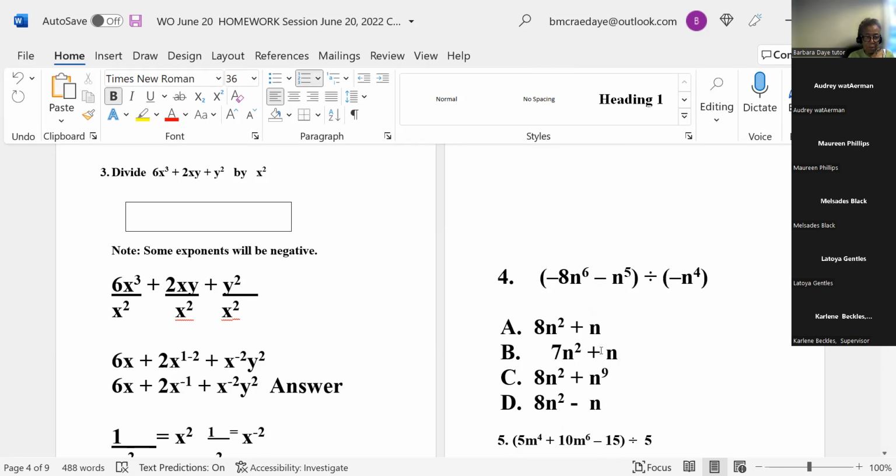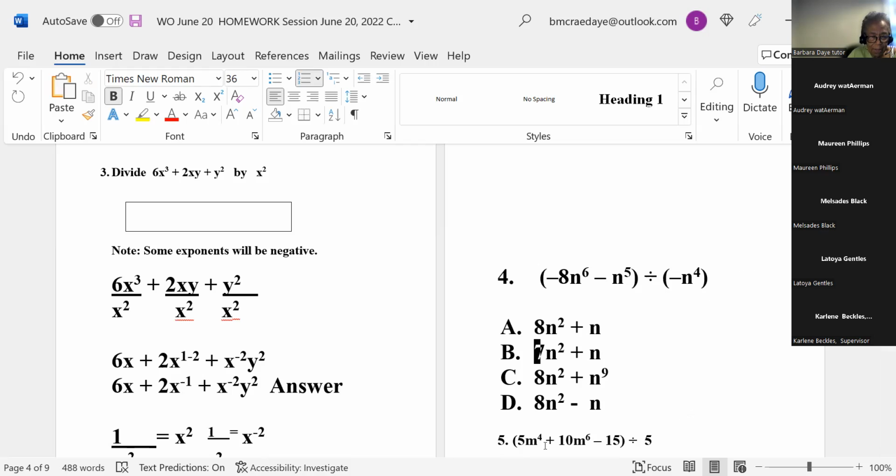Okay, Maureen. You're dividing minus 8n to the 6 minus n to the 5th, divided by minus n to the 4th. So you could really factor out what? You could factor out the n to the 4th, right, Maureen? You know how to do the factoring, correct? Yeah.